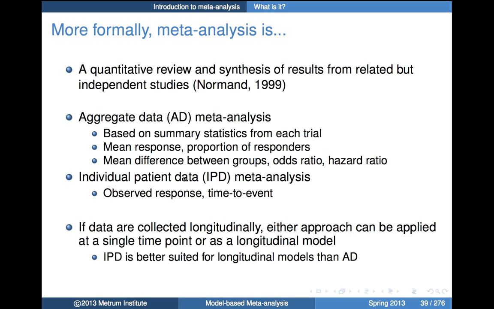As it turns out, when we're doing longitudinal models, which we will be getting to very soon after we get into the model-based meta-analysis portion of the course, you can imagine that we could apply either approach. If we have longitudinal data, we can apply models at single time points or model the time course. In that case, if you have the patient level data, it's much better suited, particularly if we're going to talk about exploring effects of covariates. However, in the absence of having patient level data, using aggregate data will be better than nothing.